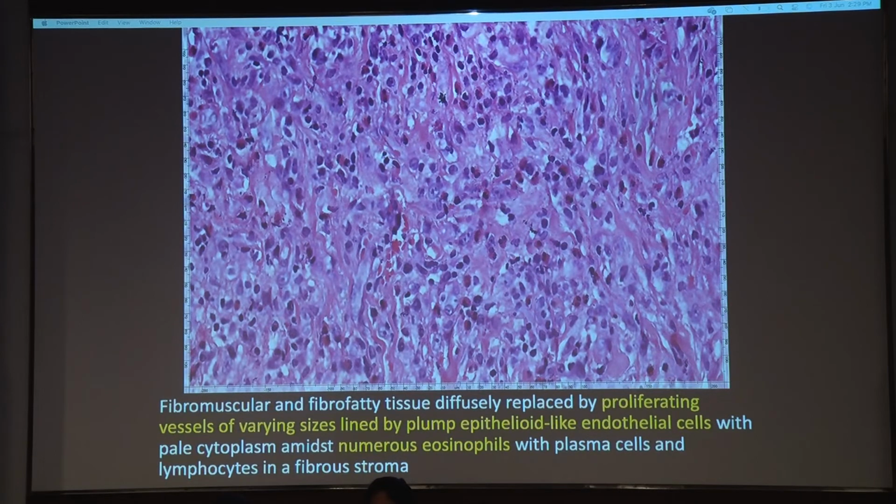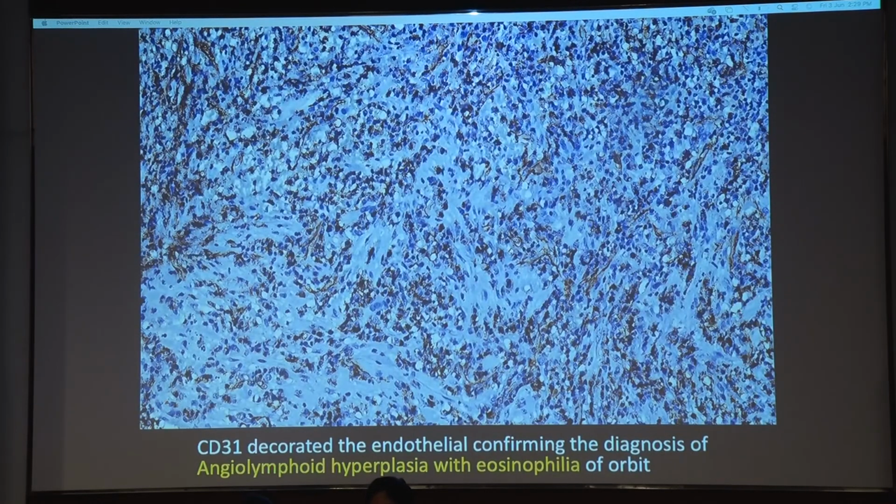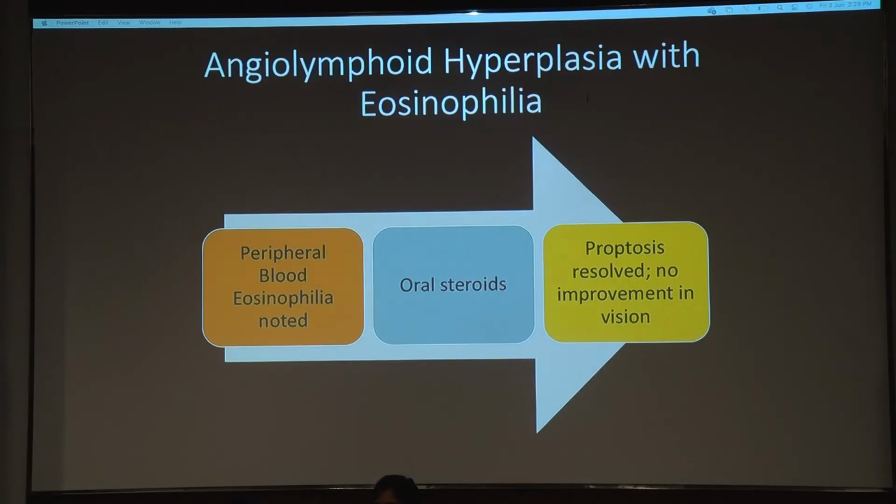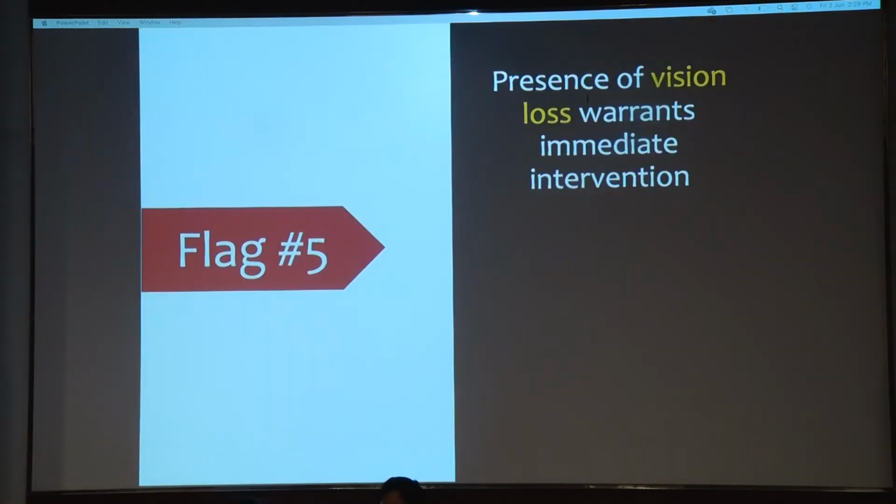On histopathology, there was a fibromuscular and fibrofatty background with proliferating blood vessels of various sizes lined by plump endothelial cells. And these endothelial cells stained positive for CD31. In the background, there were a lot of eosinophils, thus establishing a diagnosis of angiolymphoid hyperplasia with eosinophilia. On systemic evaluation, even peripheral blood eosinophilia was noted. The proptosis resolved with oral steroids, but there was no improvement in vision.